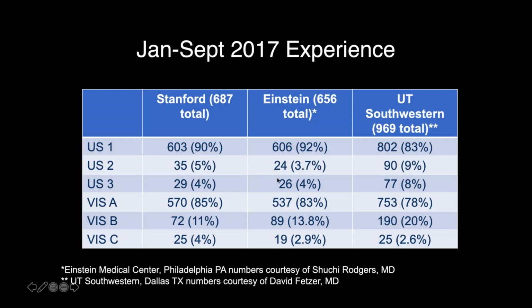UT Southwestern and Einstein in particular did have more visualization Bs than Stanford, but their visualization Cs were a lower percentage than Stanford's. I thought that was really quite interesting. And there's a lot of good research coming from David and Amit from UT Southwestern looking at ultrasound LI-RADS.